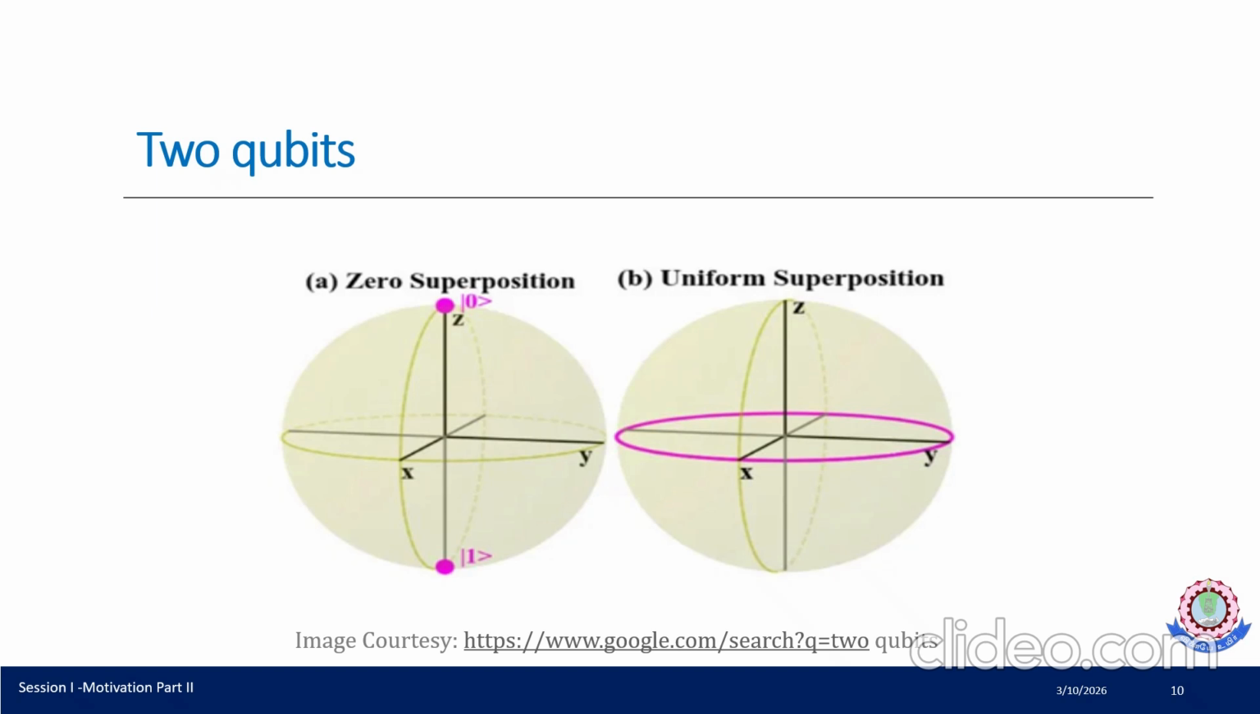Whenever we are going for 0 superposition, the top layer will reflect the 0 ket and the bottom layer will reflect the 1 ket. Uniform superposition is going to reflect the proximity which is going to be carried throughout the circles.